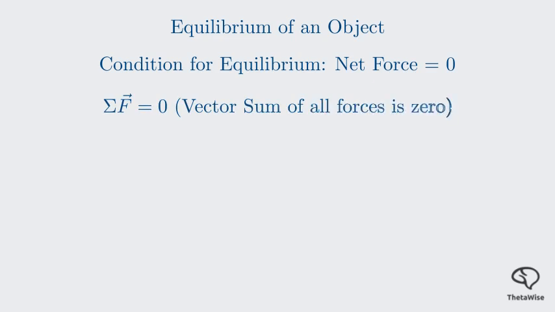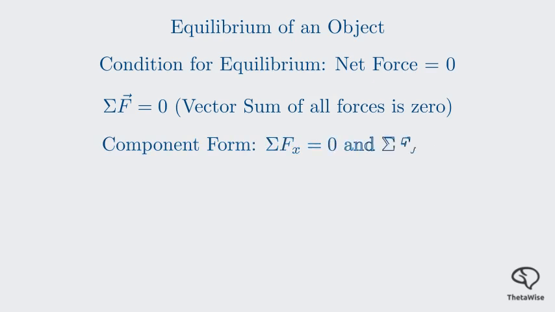This is a vector equation. To solve problems, we typically break the forces into their horizontal, or x, components, and their vertical, or y, components. The vector equation then becomes two separate scalar equations. The sum of the x components is zero, and the sum of the y components is zero. This gives us a powerful tool to analyze and solve for unknown forces in systems that are not moving. We break the problem into simpler, one-dimensional pieces.